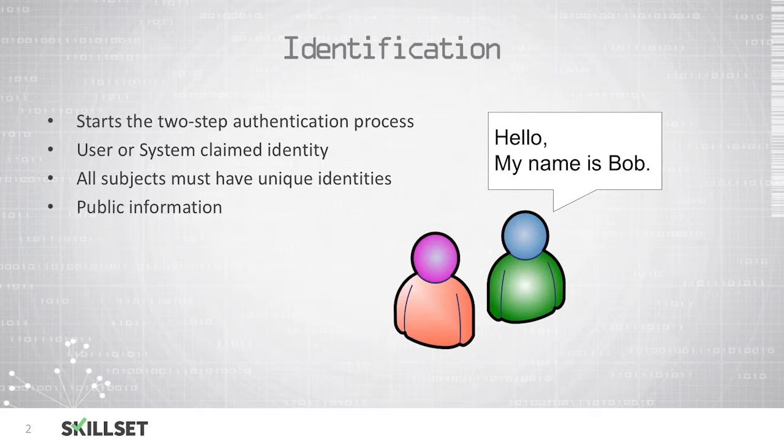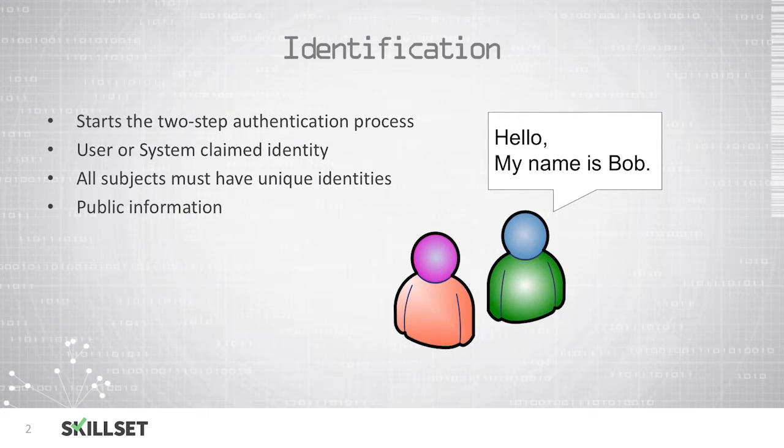The first step is the identification process, where a user or a system claims to be a certain individual. For a user, this generally occurs when you provide your username. We must make sure that all of the subjects on our system have unique identities, and that two different entities are not sharing the same identification information.